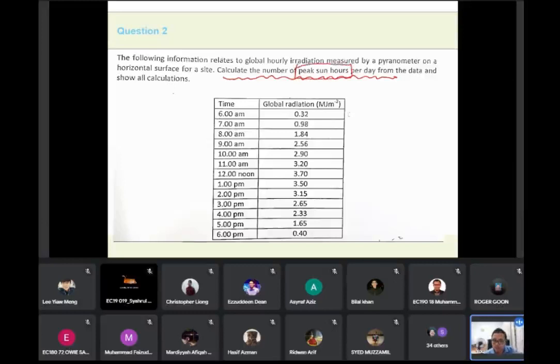The value given here is the global hourly irradiation. You can see it's actually the value of the instantaneous solar radiation for every hour, measured by the pyranometer. So the question is asking you to calculate the number of peak sun hours. Please, who got that already? Who got the answer already?